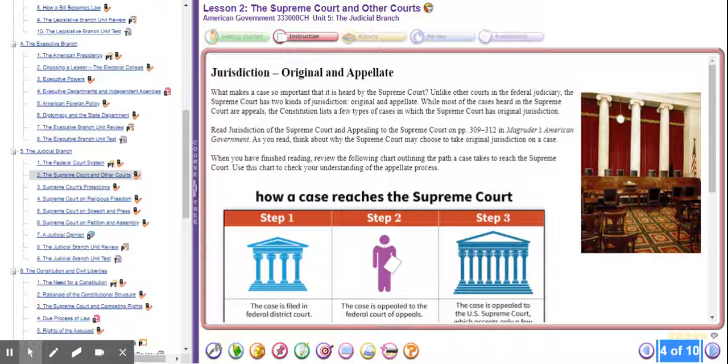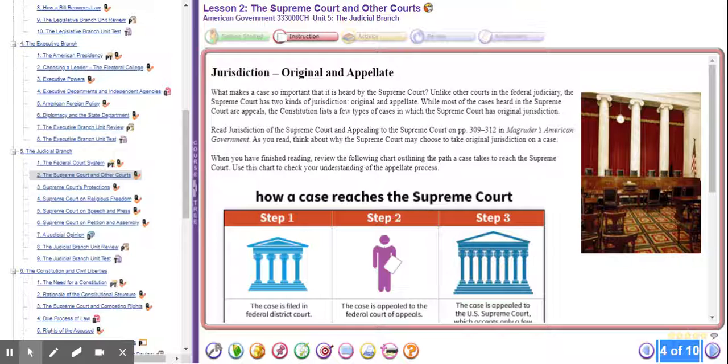Original and appellate jurisdiction. We're going to talk about those here in just a second. Most of the cases that are heard in the Supreme Court are appeals, or appellate jurisdiction, but there are a few things listed in the Constitution where the Supreme Court has original jurisdiction. So you're going to read about jurisdiction and appealing to the Supreme Court on page 309 to 312. All right, and as you read, think about why the Supreme Court may choose to take original jurisdiction on a case.